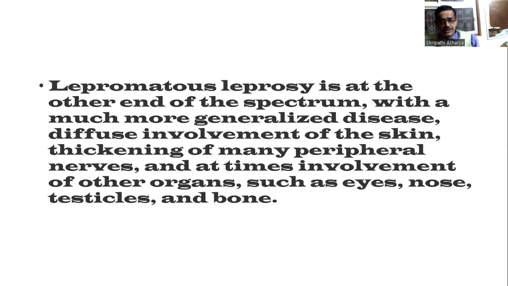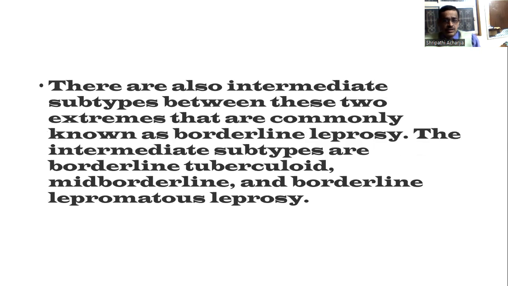Whereas lepromatous leprosy is at the other end of the spectrum with a much more generalized disease, diffuse involvement of the skin, thickening of many peripheral nerves, and at times involvement of other organs such as eyes, nose, testicles, and bone. There are also intermediate subtypes between these two extremes that are commonly known as borderline leprosy.